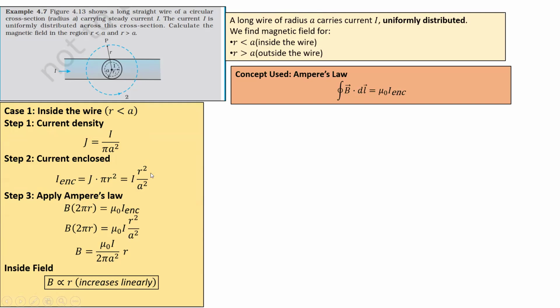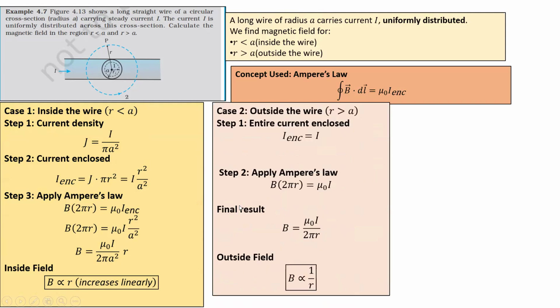Now we'll apply Ampere circuit law. Integral B dot dl. dl means this circular portion. Radius is r, so circumference 2 pi r, equals mu 0 into current enclosed, which is I r square by a square. So magnetic field becomes mu 0 I divided by 2 pi a square into r. Now this implies magnetic field is proportional to radius r. Radius r increases linearly.